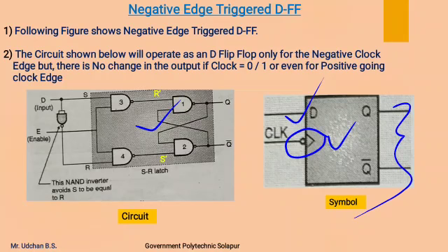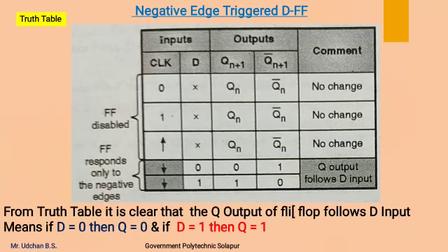This shows that a negative edge of the clock is applied to the flip-flop. This is the truth table. Again, as the flip-flop is a negative edge triggered flip-flop, it will not respond to negative level, positive level and positive edge, by which output will not get changed, and it will respond to the negative edge of the clock. When D input is 0, output gets reset, and when D input is 1, output gets set.